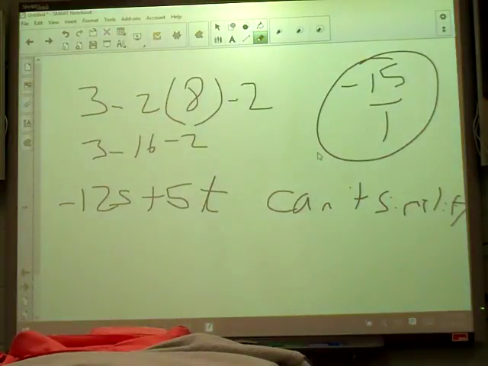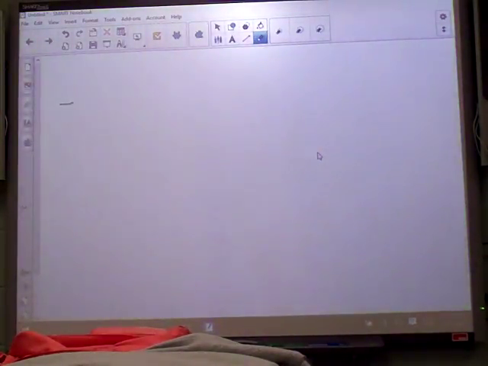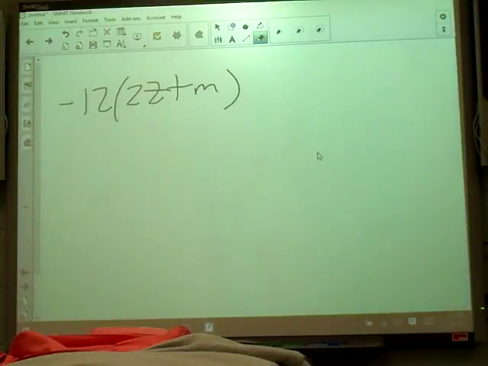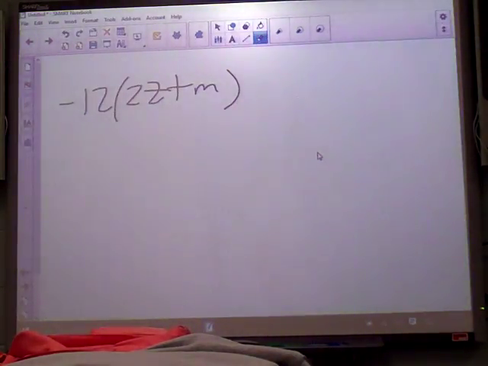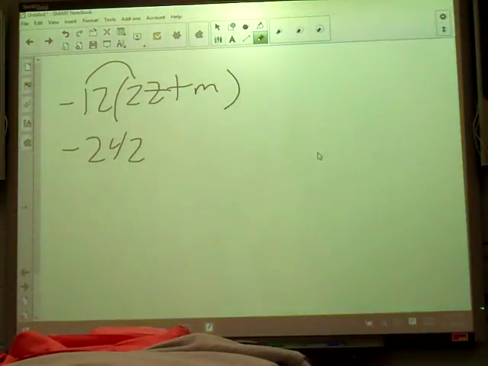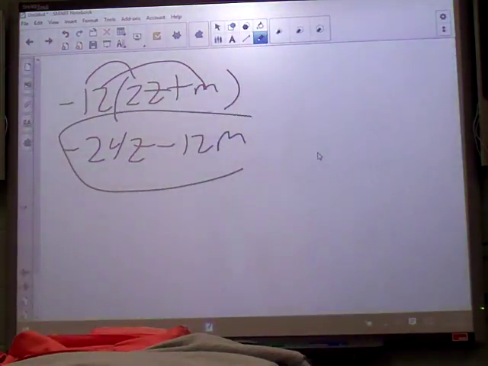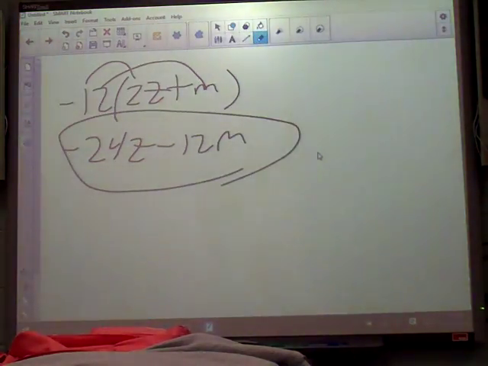Number 3. We got negative 12 times 2z plus m. This time I can simplify because that negative 12 is right outside the parentheses, so I can distribute that to everything in. So that'll get me negative 24z minus 12m. And then that's as far as I can go on that, which is C.